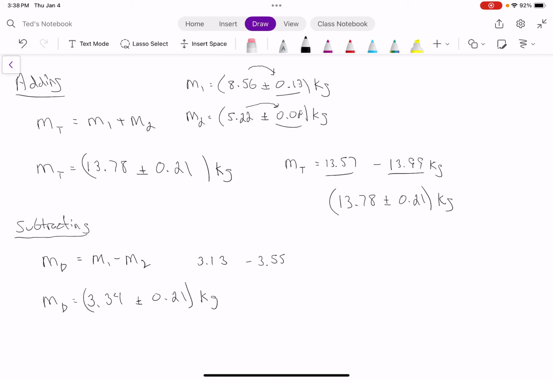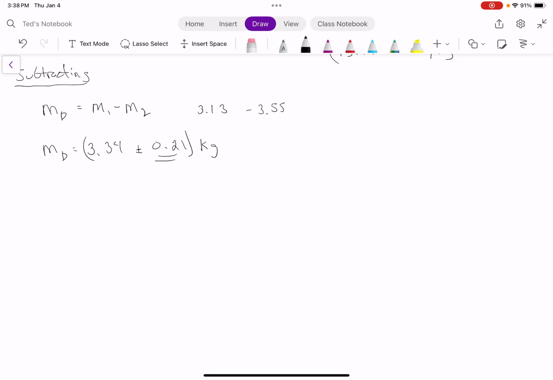And I hope you see that 3.34 plus 0.21 gives us 3.55, and 3.34 minus 0.21 gives us 3.13. And notice that the uncertainty was the same if we added or subtracted. In both cases, the uncertainty was 0.13 plus 0.08. All right, so this leads us to our general rule. We'll call this Rule 1.